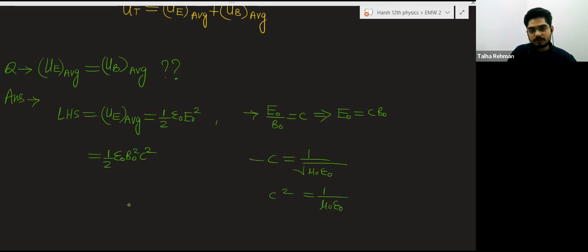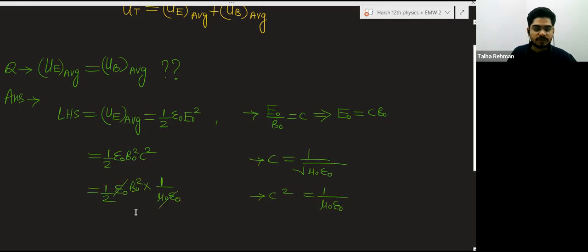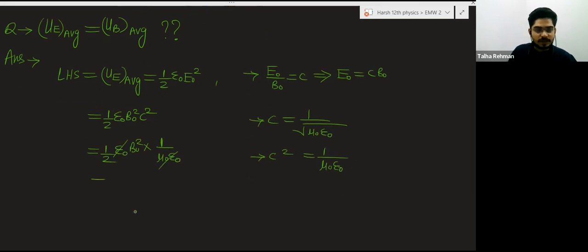Okay. So it is half epsilon naught V naught square. What is C square? 1 upon mu naught into epsilon naught. So now this epsilon naught is finished, and finally you will get half of mu naught into B naught.